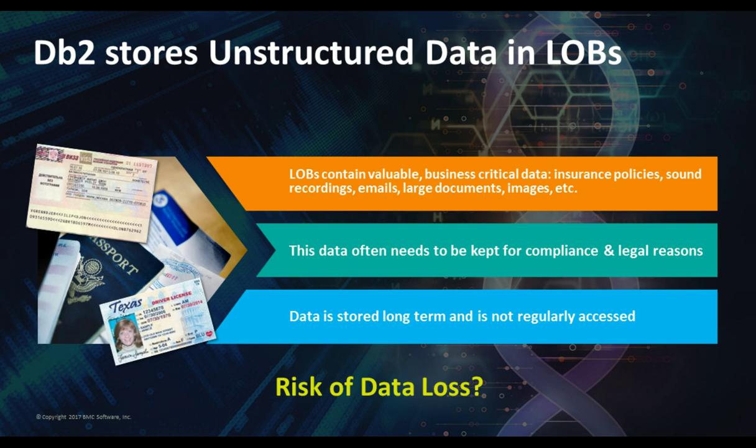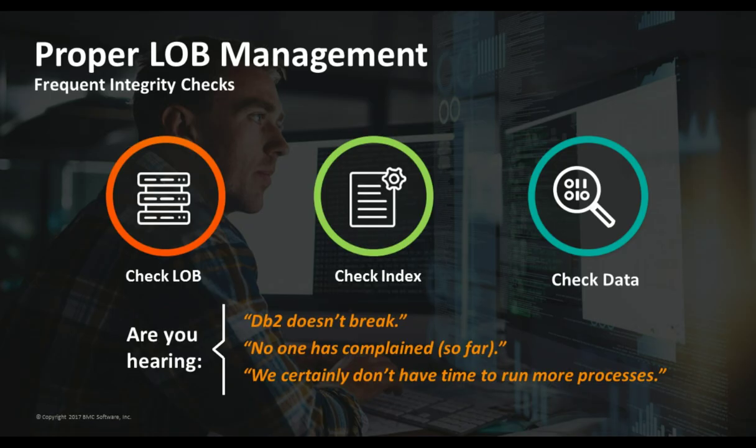So we have an unrecoverable data situation. What we should be doing with large object data is regularly checking its integrity. And IBM provides you a set of utilities to do a check lob, a check index, and a check data to make sure that the pointers and all the linkages between the large object data and the relational data are all intact and pointing to the right places.